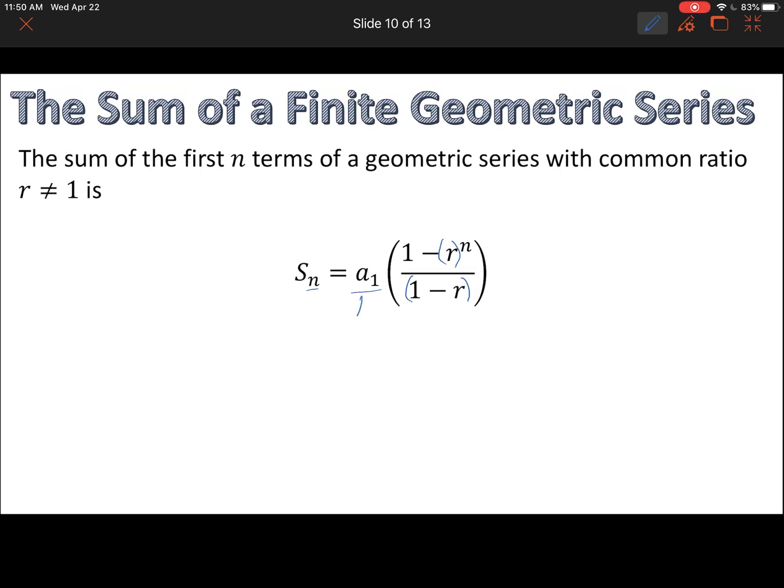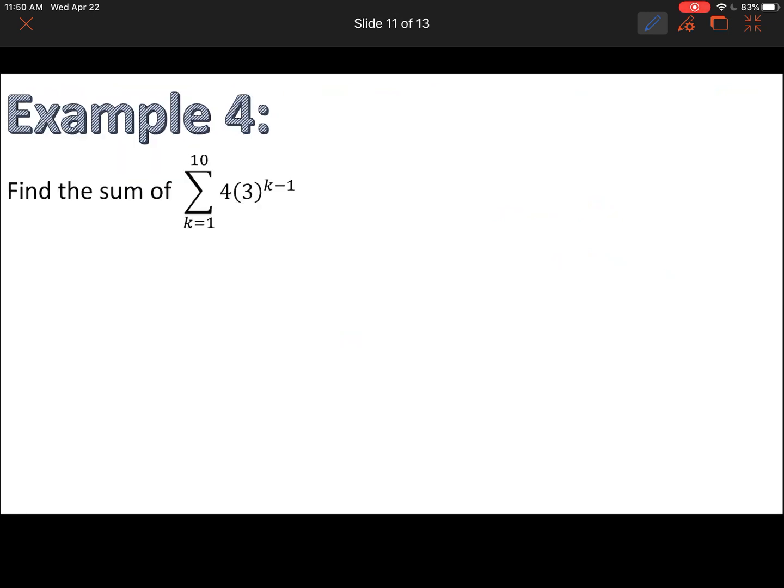So you need the first term, you need the common ratio, you need it twice, and you need the number of terms in order to solve for a sum. So let's do that.